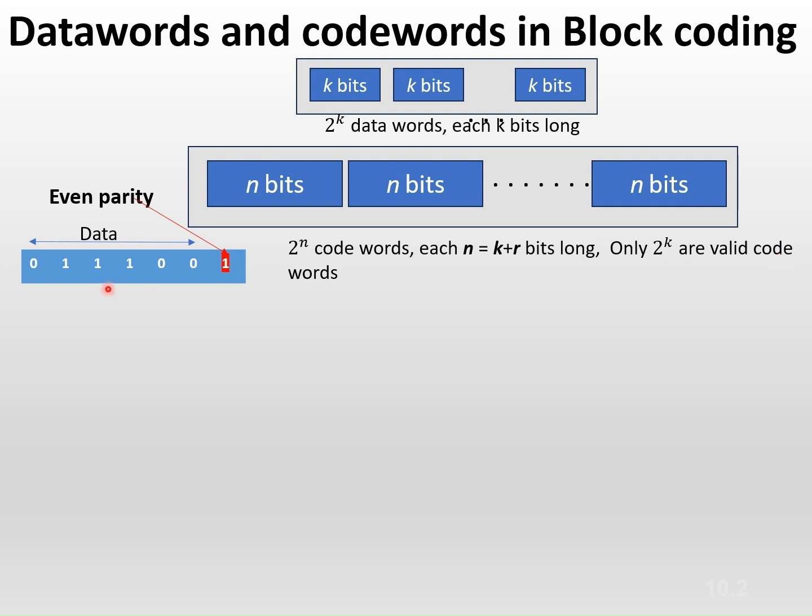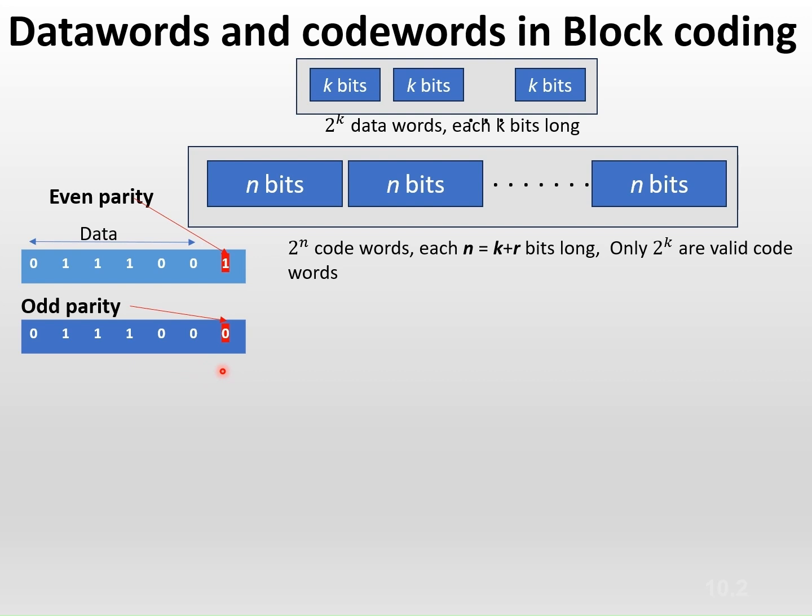Suppose we have 6 bits of data, shown here as 0 1 1 1 0 0, and one extra bit will be added. By doing even parity checking, it will just count the number of ones, and in this data there are 3 ones. So in even parity, another one will be added, so that in the total code word there is an even number of ones. There could be an odd parity scheme also.